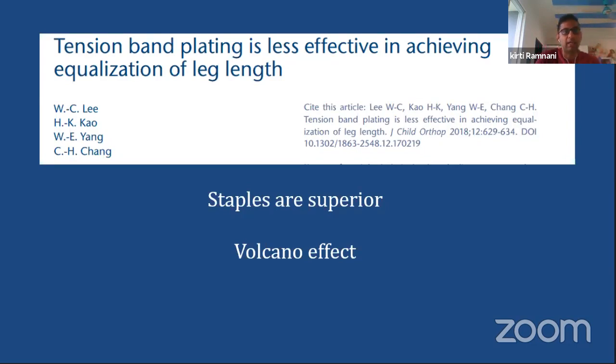Again, this was corroborated by Lee, and he said the staples are superior as compared to tension band plating. And the problem with tension band plating, he said, was a volcano effect. That means the screws were inserted from the medial and the lateral side, so the central epiphysis showed growth and the peripheral epiphysis did not grow, which they attributed to a volcano effect. And they said that is what defers the correction and does not let the limb length discrepancy get corrected.